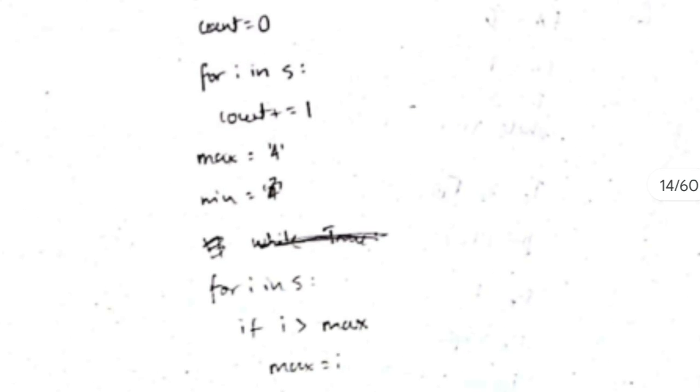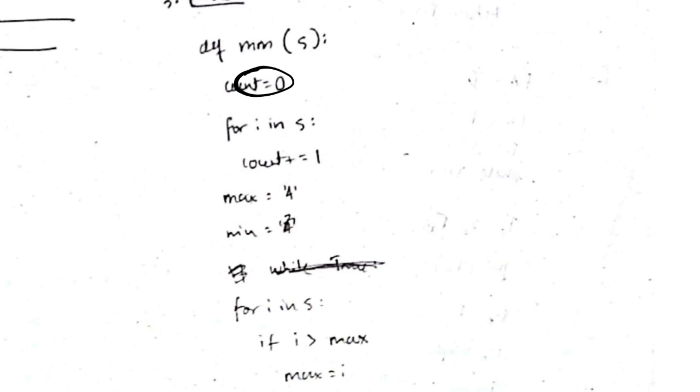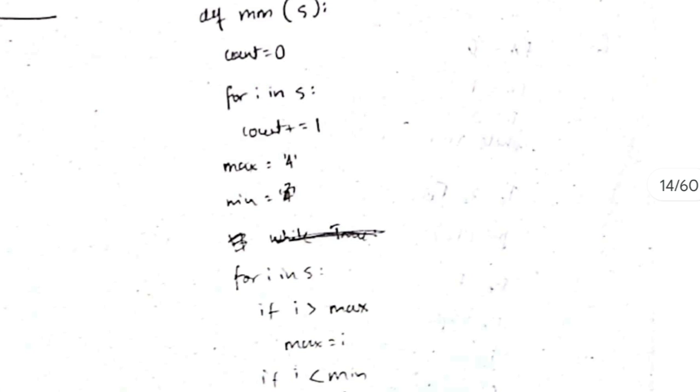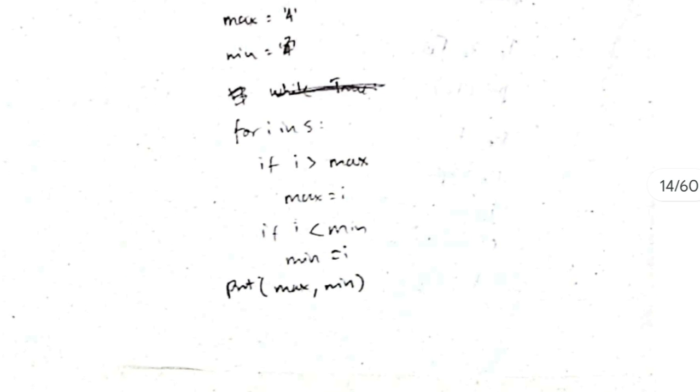I've started from here, I've taken count for keeping the count of the length of the string. For each letter I find in S, I'll be doing count plus equal to 1. So for all the letters in S, I'll be getting count plus equal to 1. In count, I'll have the length of the string. Okay, so the third part of the question is done, and let's find out the maximum and minimum.